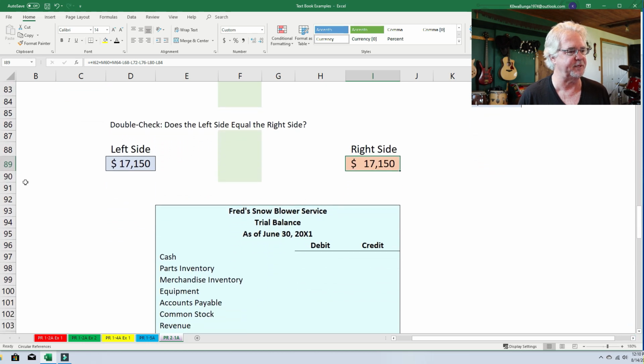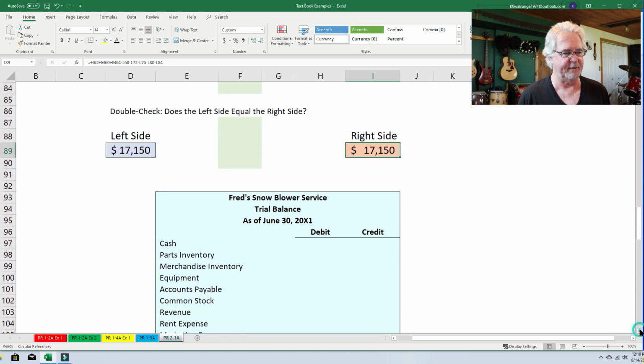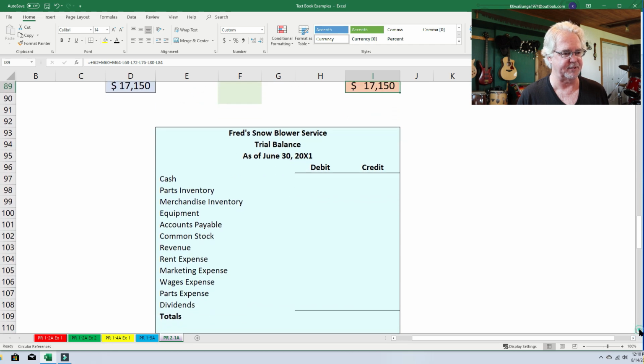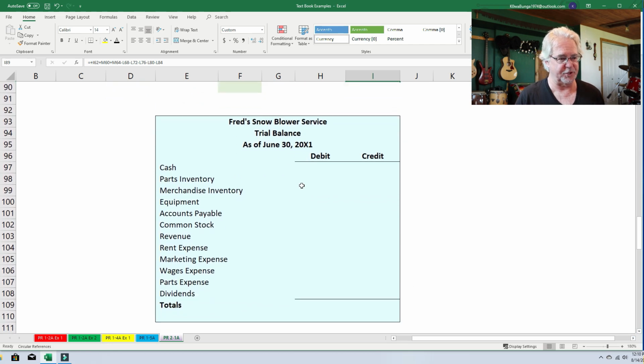What I'm going to do is split the screen again. Well, let me first of all show you what this trial balance is. So the trial balance is basically what we just did. All we're going to do is, if an account has a balance on the left, we'll put it on the left. Debit means left. And if an account has a balance on the right, we'll put it on the right. That means credit. Same thing.